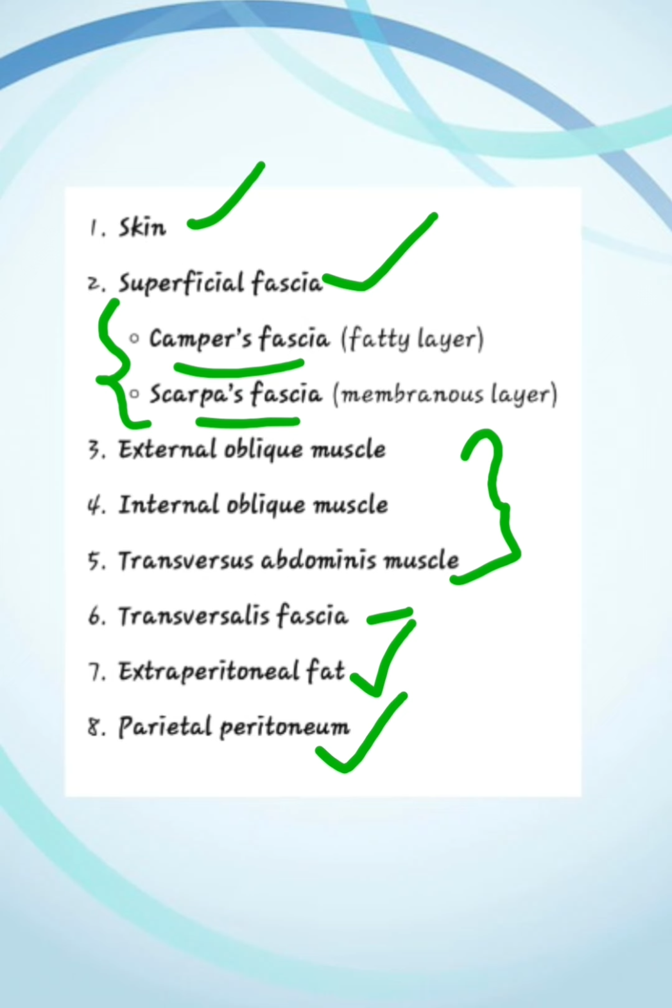Whereas deep fascia is absent in the anterior abdominal wall, because during pregnancy or after intake of food, some extension can be seen in the anterior abdominal wall. This extension is due to the absence of this deep fascia.